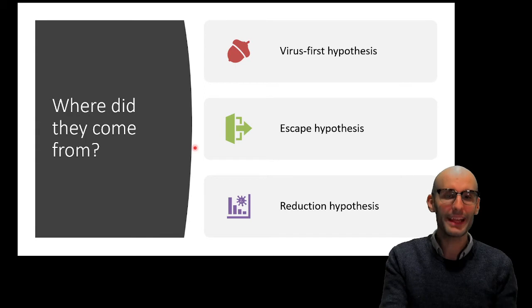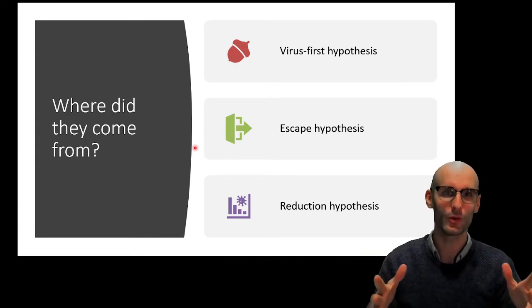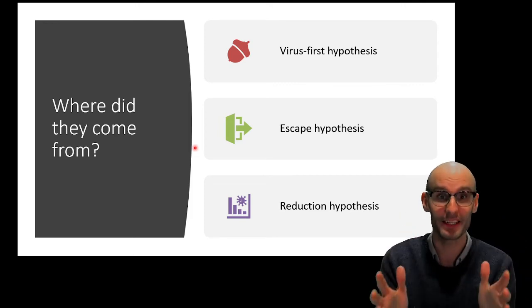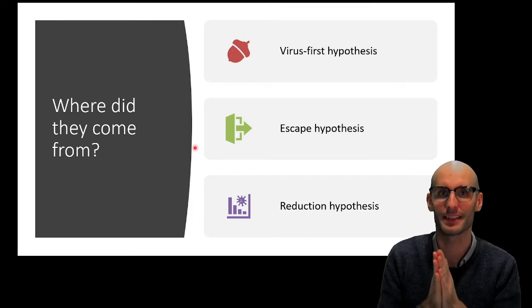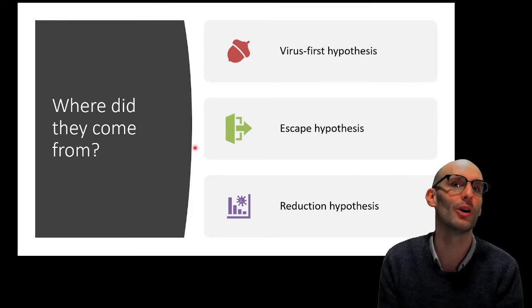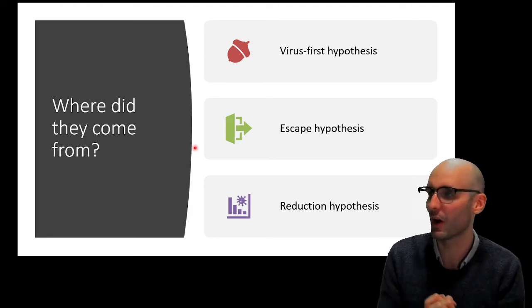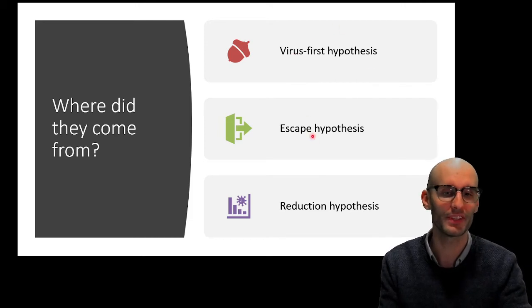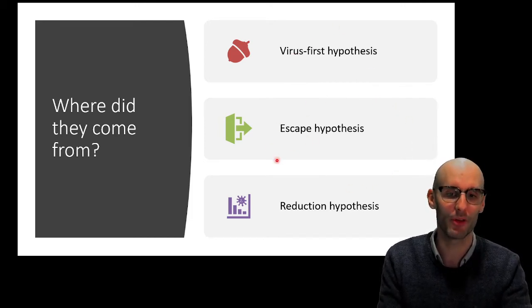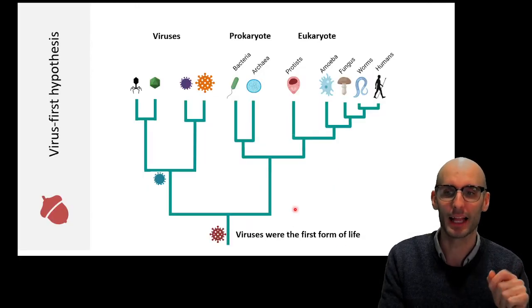So where did they come from? Now, this is still highly contentious. There's 3 main classical theories about where they come from, but there are actually even more bubbling up. But I want to take you through these 3 classic ones because it's a great way to explore evolutionary ideas and where pathogens sit amongst the tree of life. So the first one is the virus first hypothesis, then there's the escape hypothesis, and then there's the reduction hypothesis. And these are all absolutely fantastic. So let me jump through it.